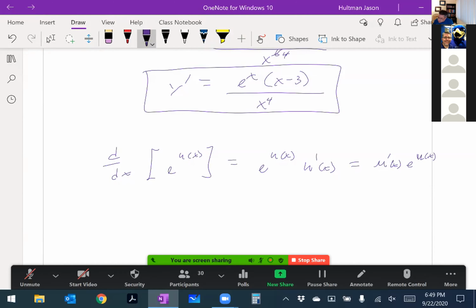Okay, just take the derivative of the exponent and put it in front of the function, and there you go.